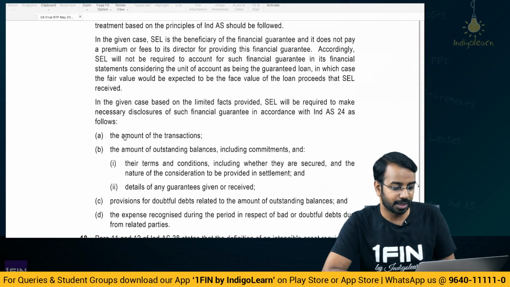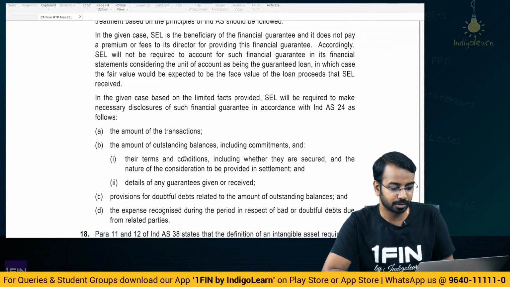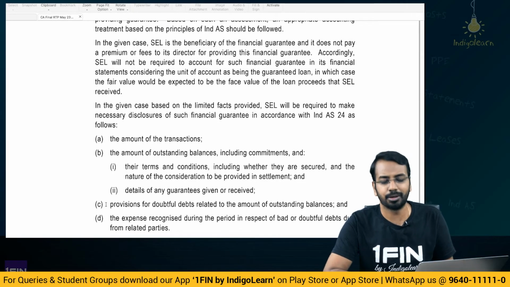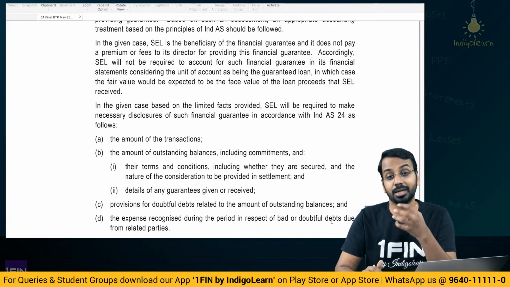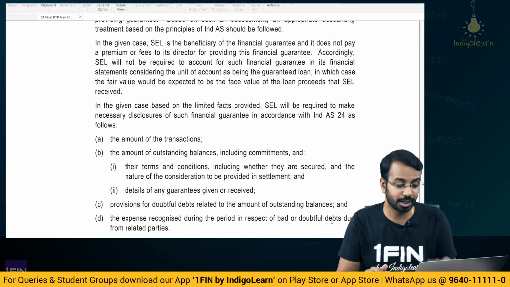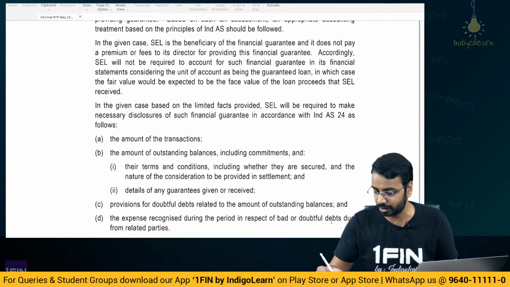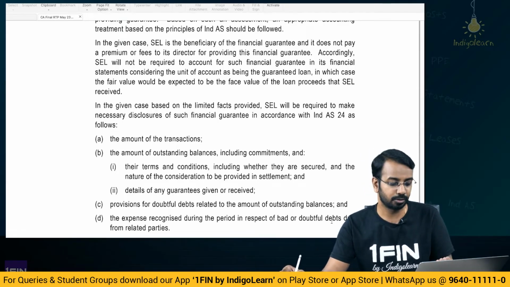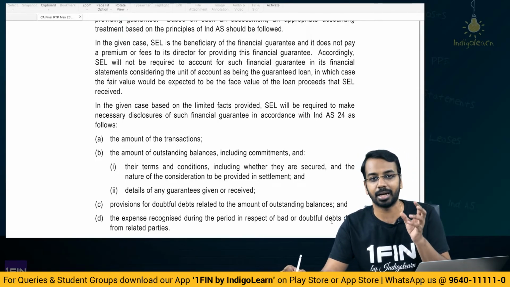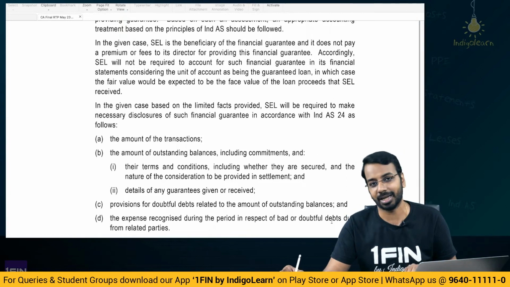You will have to disclose the amount of transaction, basically the amount of guaranteed amount, the amount of outstanding balances including commitments, the terms, conditions and all of that, details of guarantee received. C and D are not needed in this particular scenario because there is nothing which is outstanding. Though the RTP solution says expense recognized during the period in respect of bad and doubtful debts from related party, it is not a debt from a related party. It is a guarantee given by a related party, right? So that disclosure is not required. So basically, we will disclose what are the transactions, what is the balances, if any amount has been paid, that has to be disclosed, and what are the details of guarantees which have been received from the particular director.